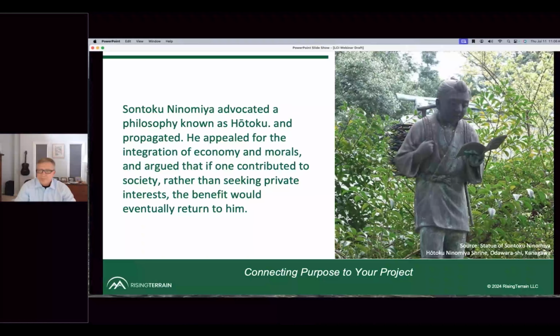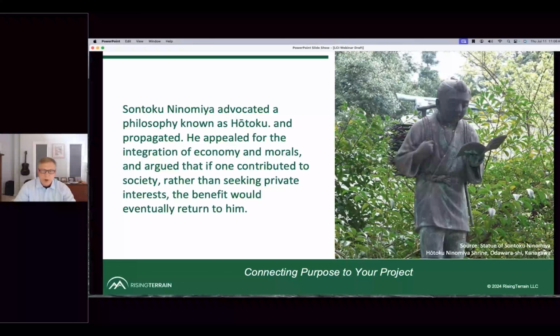And so one of the philosophies that came out of this school was called Hotoko, and it spread through parts of Japan, and it was really designed to be a practical type of philosophy that addressed the economy. It addressed the terms of integrity and in terms of people's morality. And the real focus was, how do we as people contribute to society?